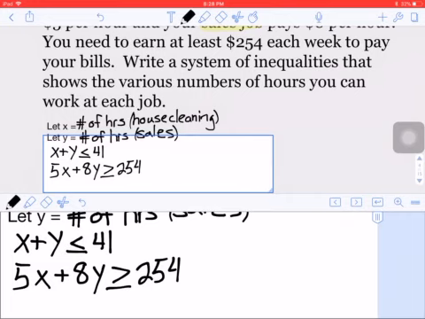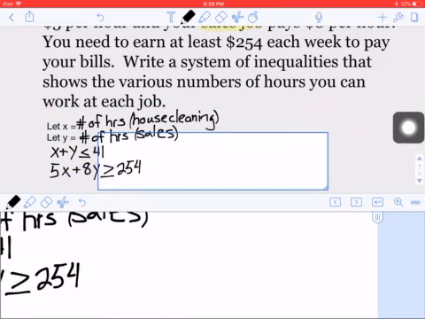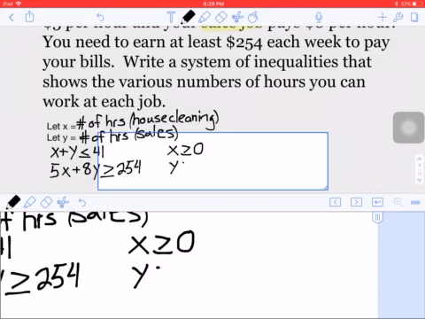One other thing I should mention with word problems in particular is that this is a reality situation, where if we're talking about X and Y being the number of hours, we know that there are a couple of other inequalities we can actually include with this. And that would be that we can't actually work negative hours. We have to work more than 0 or even just 0 hours. So we're always going to say X is going to be greater than or equal to 0, and also Y is going to be greater than or equal to 0.